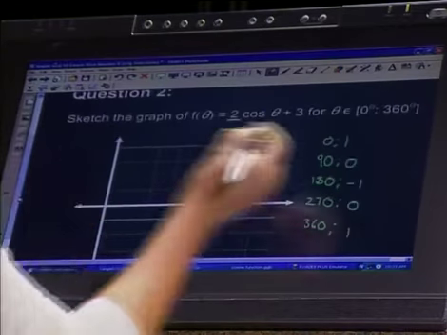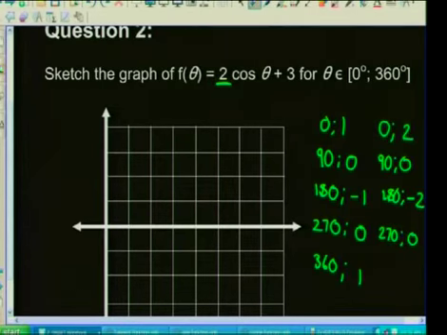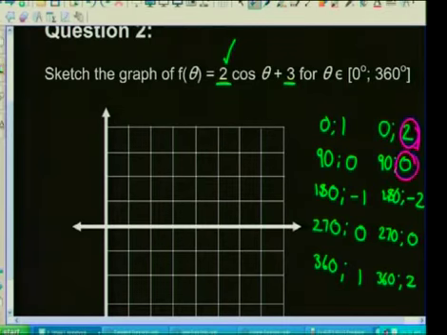That means we now know that this is actually going to be 0 and 2. This remains 90 and 0, 180 and minus 2, 270 and 0, and this is going to be 360 and 2. So now we've dealt with the effect of the amplitude on our standard function. Now we must add 3. So that means we're going to add 3 to all our y values, and that is what we are going to plot.